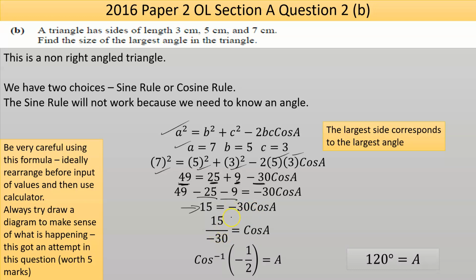I did it a bit differently in the last page, but there's different ways of approaching this. I call it the fast way and the logical, mathematical way, the real way. Anyway, 15 divided by minus 30 is the same as negative half. Then bring the cos across and get inverse cos of everything on the far side. Inverse cos of negative half. Calculator will tell you it's 120 degrees. So I got the answer that way as well. And there's no right or wrong.